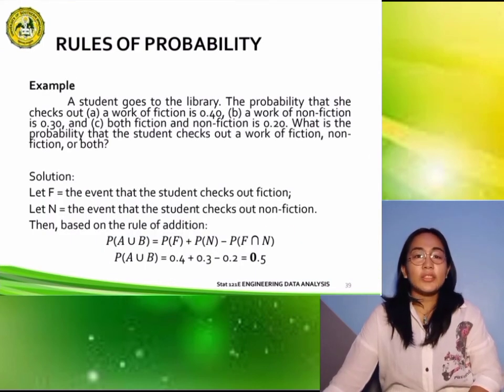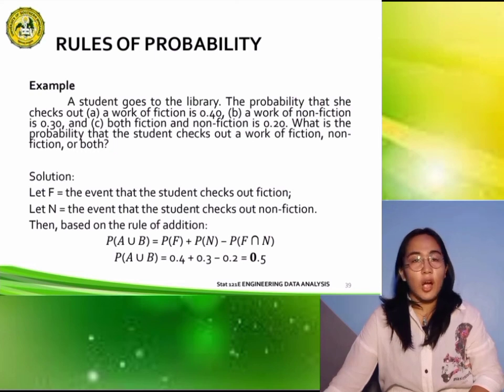Example. A student goes to the library. The probability that she checks out a work of fiction is 0.40, a work of non-fiction is 0.30, and both fiction and non-fiction is 0.20. What is the probability that the student checks out a work of fiction, non-fiction, or both? Here's the solution.